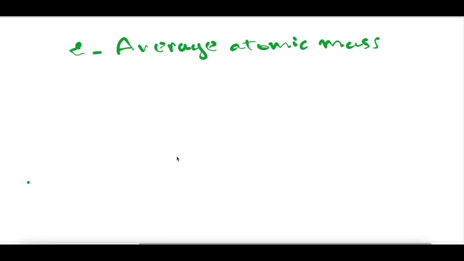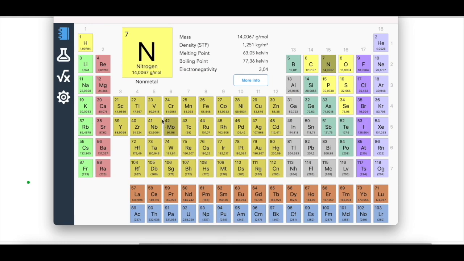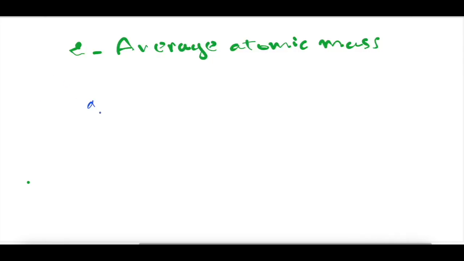In the second part of the atomic masses, we talk about the average atomic mass. If we look at the periodic table, we can see that all the atoms have a mass, like for nitrogen, for example, or carbon. Here we can see that the mass of the carbon is 12.0107 gram per mole, or AMU. Indeed, gram per mole is equivalent to atomic mass unit.